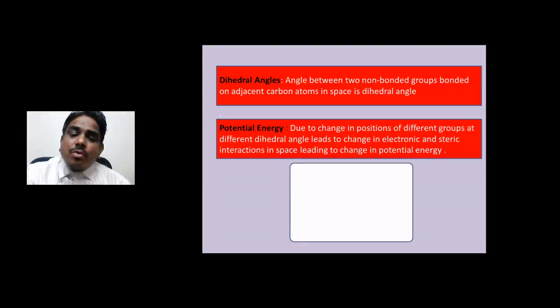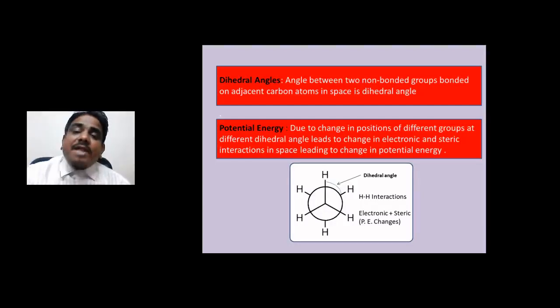Whenever we view the molecule along the axis, that is, in the Newman projection formula, these two hydrogens are non-bonded hydrogens, and these non-bonded hydrogens interact. The angle between those non-bonded hydrogens around the bonded carbon atoms is the dihedral angle, and because of the interaction of those non-bonded groups, it shows steric interaction and electronic interaction. So because of that interaction, the potential energy of the molecule changes.